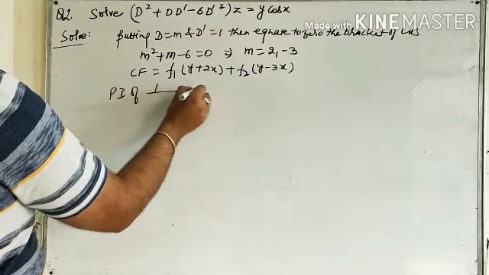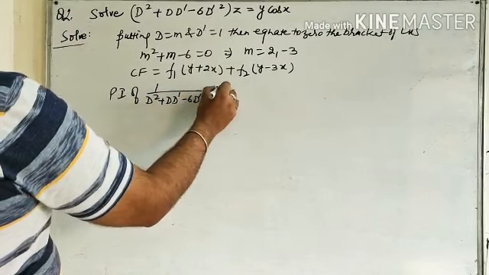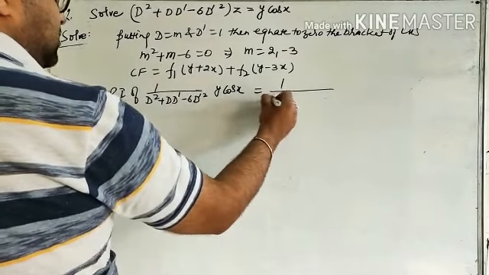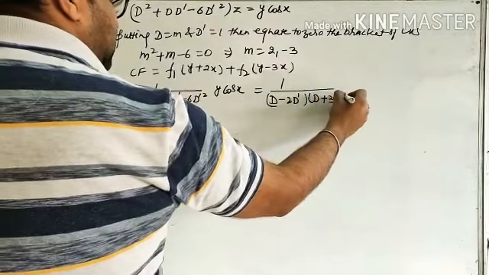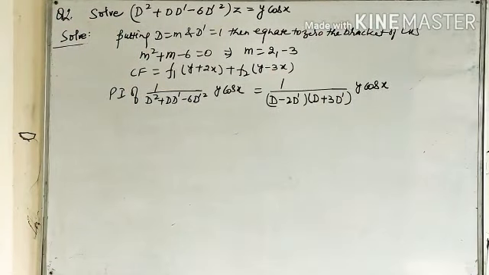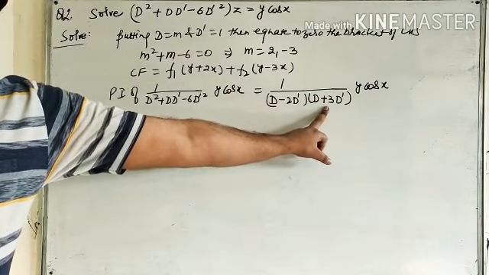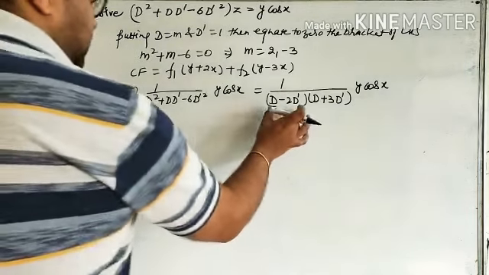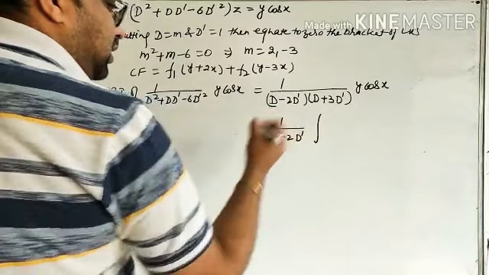Now PI of 1 upon D square plus DD dash minus 6D dash square, y cos x, can be restructured as D minus 2D dash and D plus 3D dash, y cos x. Now we have to retain either D minus 2D dash first or D plus 3D dash first. For this we are retaining D minus 2D dash. So 1 upon D minus 2D dash integral.